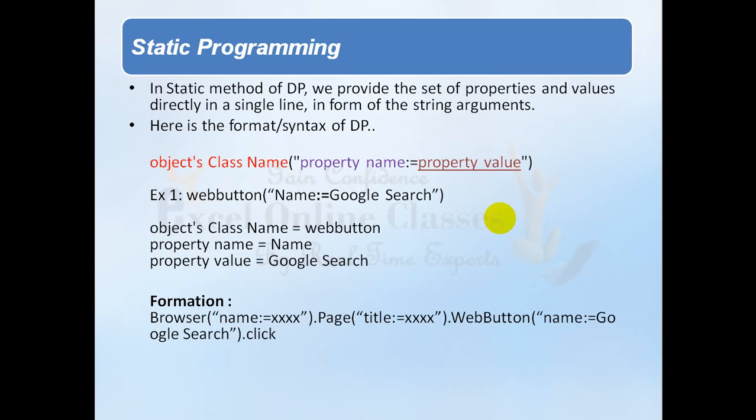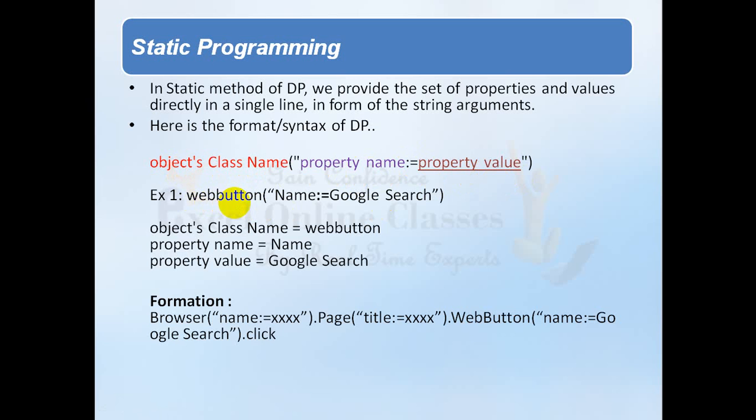In the static method of descriptive programming, we provide a set of properties and values directly in a single line in the form of string arguments. Here I am giving some syntax: Object's class name of property name colon equal to property value within the quotes.